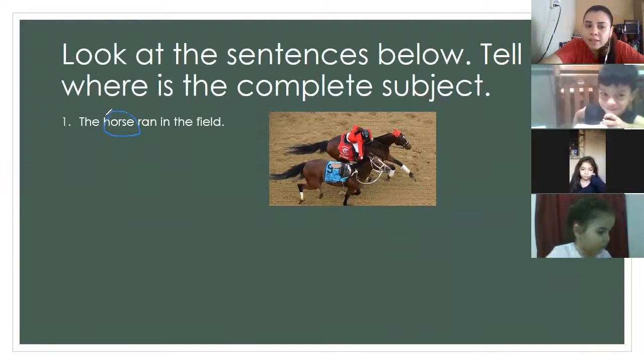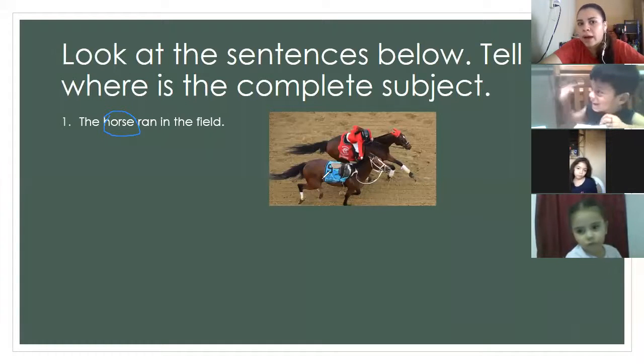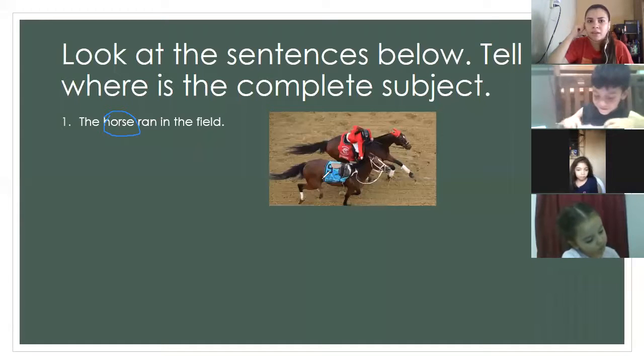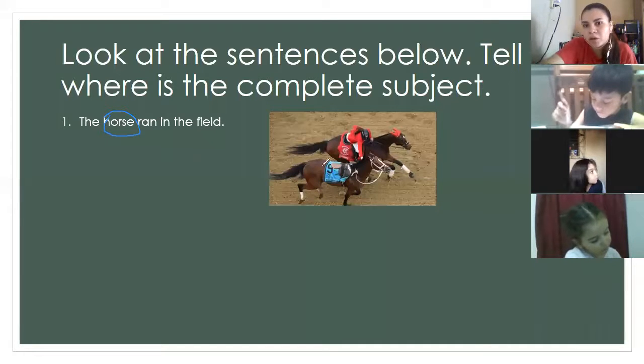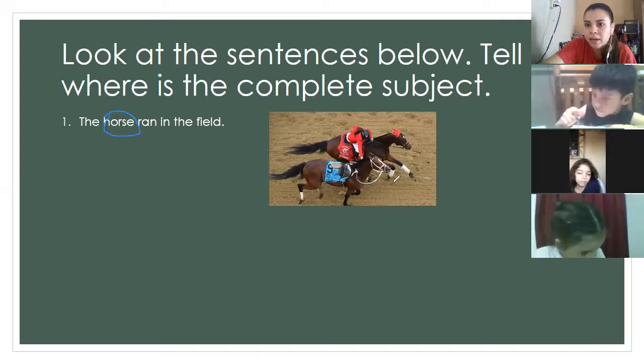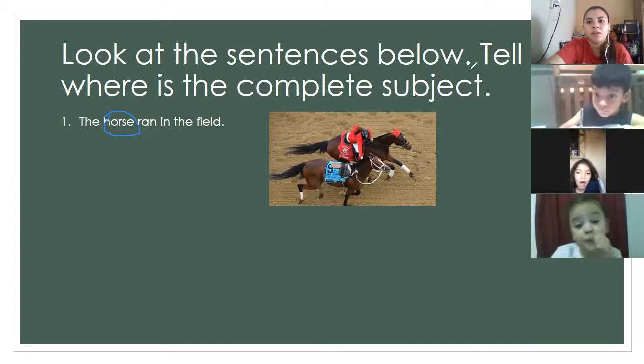So horse is the subject because who ran in the field? The horse. We have the picture of the horse. And the horse is an animal, okay? Very good, Fabricio. Thank you.